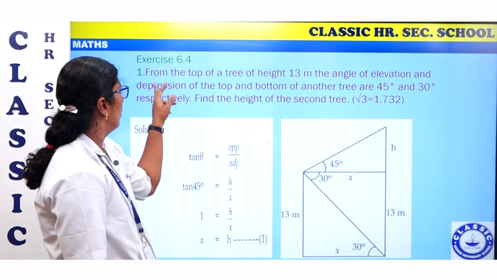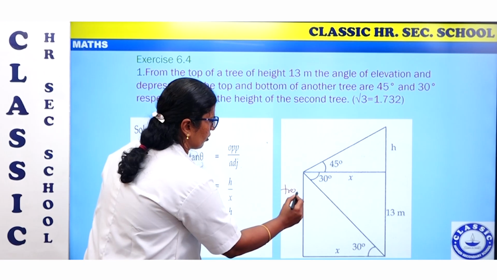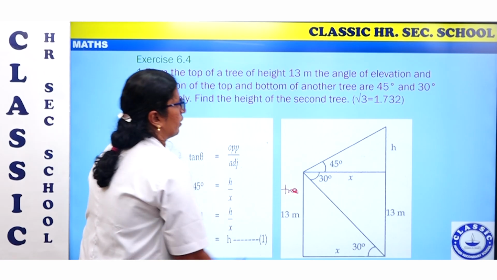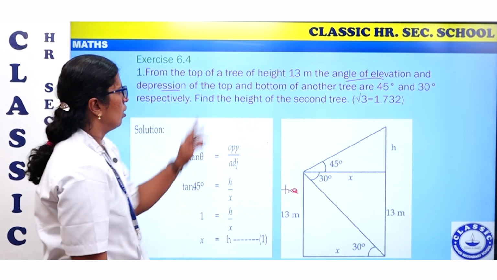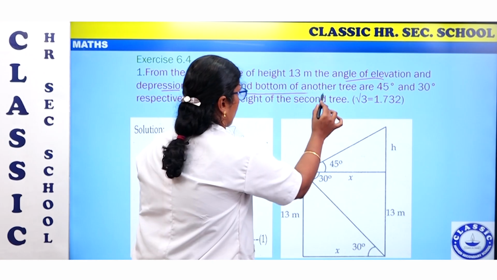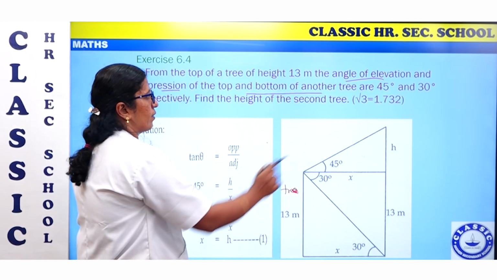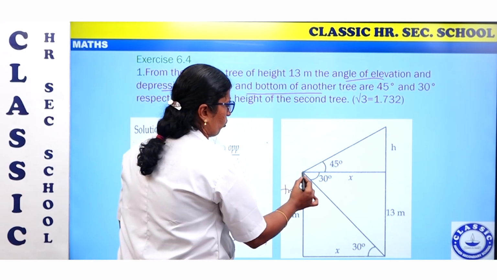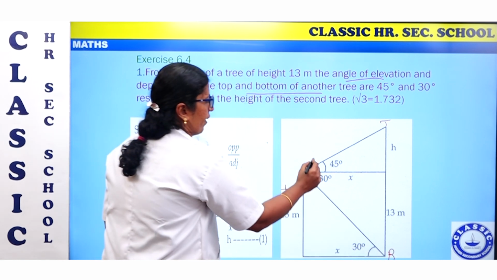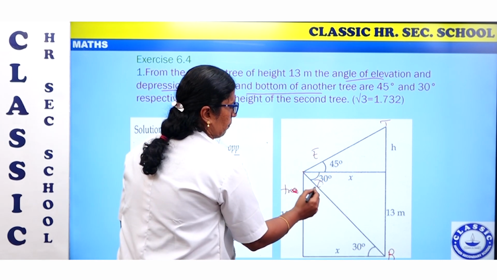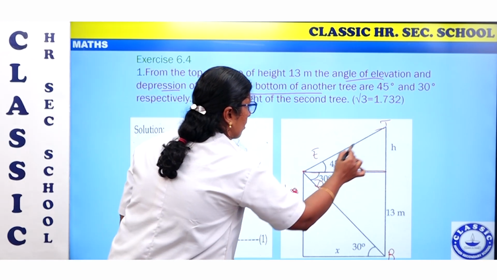That's all. And one more problem: from the top of a tree, height 13 meter. Now this is the tree. How much is given? 13 meter. The angle of elevation and depression are given, the same concept, for the top and bottom of another tree. Listen, on one side you have the first tree. The height of the tree is given as 13 meter. On the other side, there is another tree. You look at its top and bottom. The top means what type of angle you get? Elevation. The bottom means what you get? Depression. Now you can draw the horizontal line and you get one required triangle.